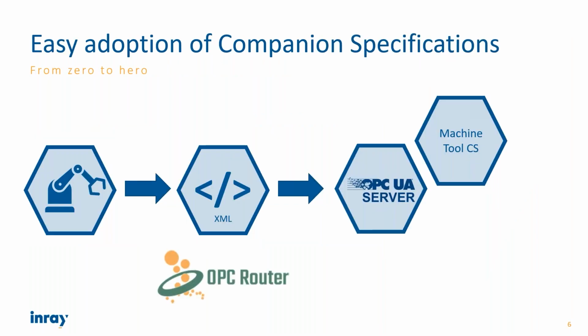Let's today take a look at how easily you can adopt companion specifications as a UA server. So let's imagine there's some machinery, and this machinery provides data in the form of an XML document, which is hosted on an SMB file share. And we are required to provide this data as an OPC UA server, which is compliant to the machine tool companion specification. The tool of choice, of course, is the OPC router.